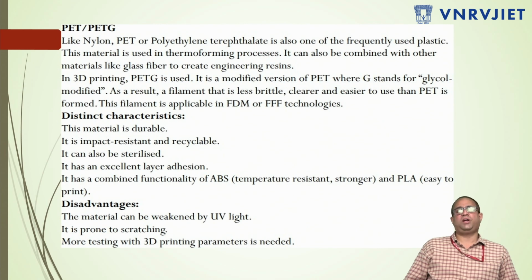And coming to the case of PETG, polyethylene terephthalate is also one type of plastic, and this material is highly durable. It is very much impact resistant and recyclable. It can also be sterilized. And coming to the case of drawbacks, this material is going to be weakened by UV light. It is prone to scratching. So this is PETG and PET materials.